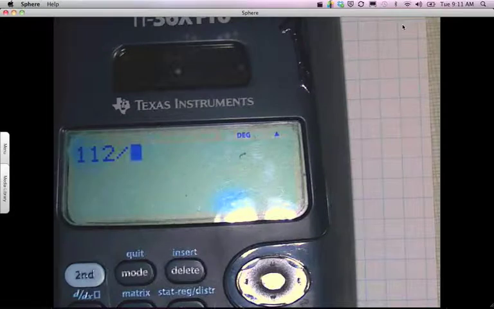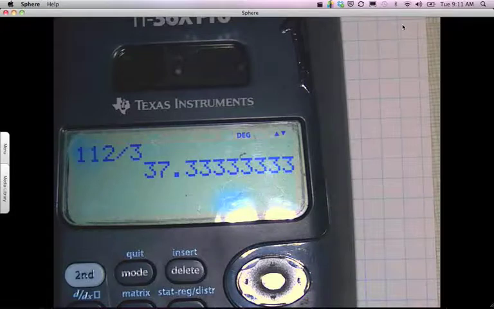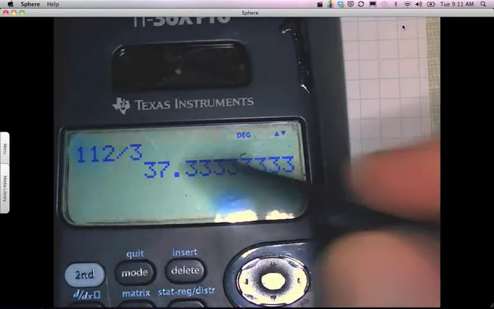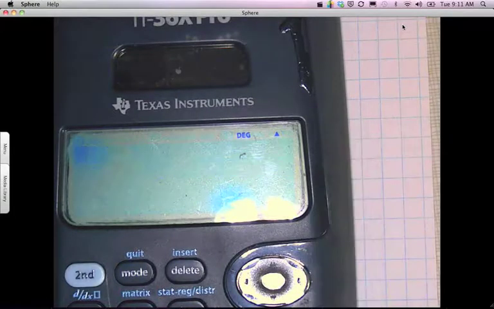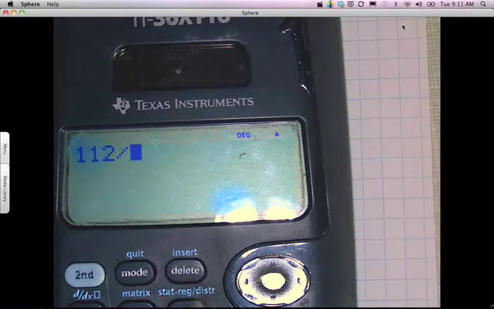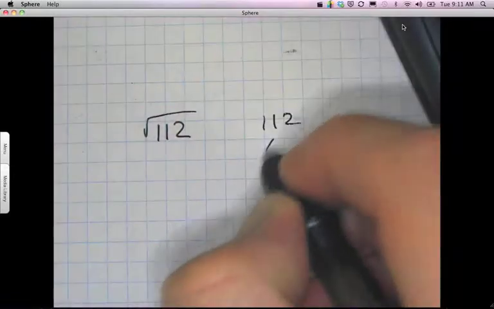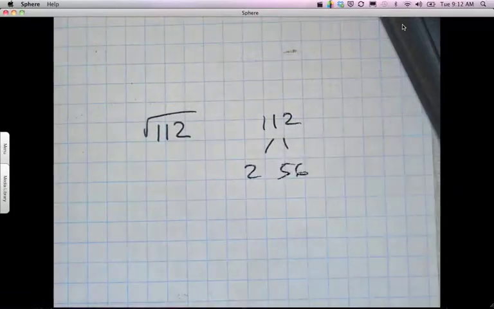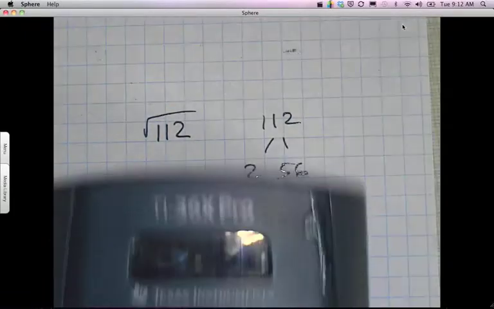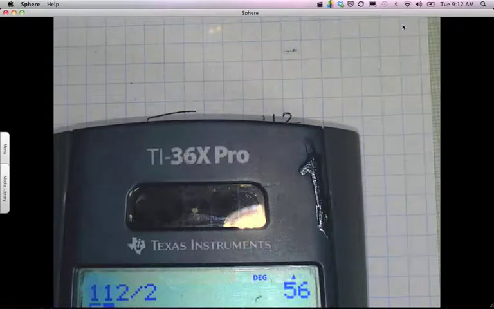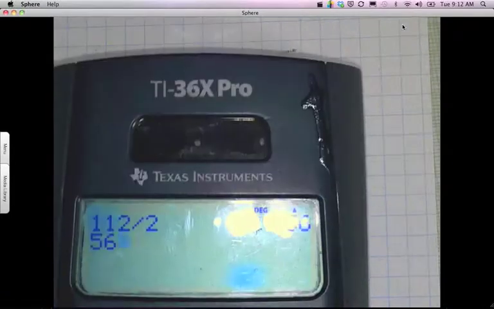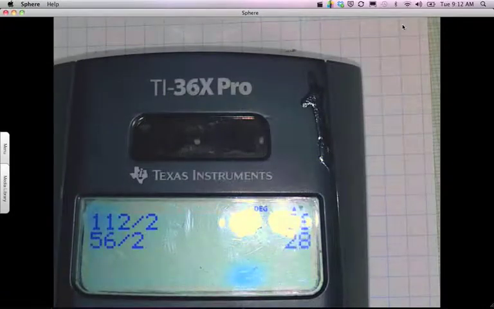For instance, I could try to divide this by 3. And that does not give me a whole number, so that's not one of the factors I can use. But because it's an even number, I can always divide it by 2. And that's probably the simplest way to start. So that gives me 56. So I can take 112 and break it apart into 2 times 56. 56 is still an even number, so I can do 56 divided by 2. That gives me 28.